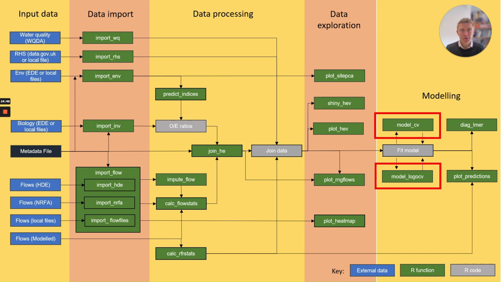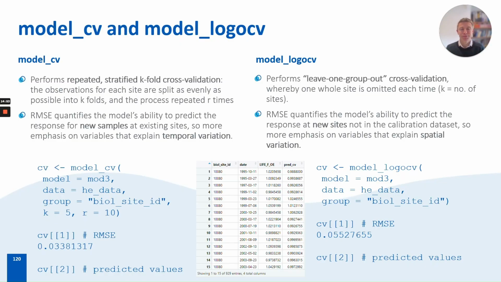As I mentioned, we've developed 2 functions in the HE toolkit for implementing cross-validation on mixed effects models. These functions are called model CV and model leave one group out CV. Let's look at those two in turn. They work in a very similar way but have very subtle differences which makes them suitable for different applications.